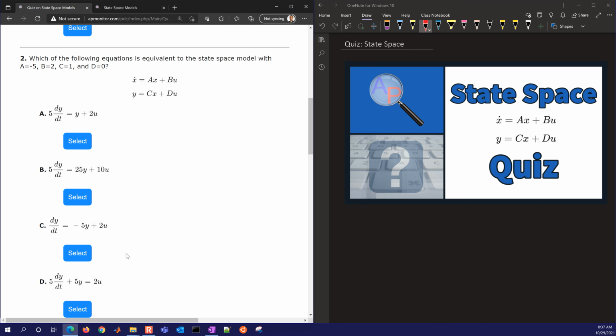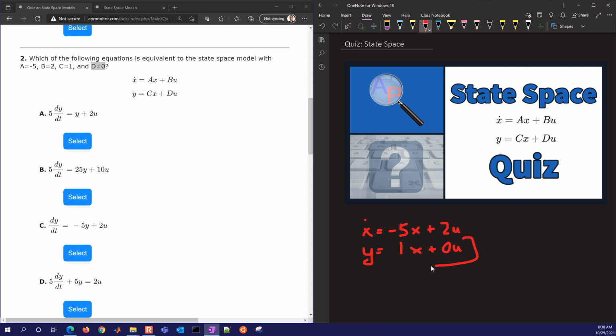All right, here's number 2. Which of the following equations is equivalent to the state space model with A equals -5, B equals 2, C equals 1, and D equals 0? Let's go ahead and write that out here. I have x dot equals A, which is -5, times x, and then B, which is 2, so 2u. Then I have y equals 1 times x plus 0 times u.